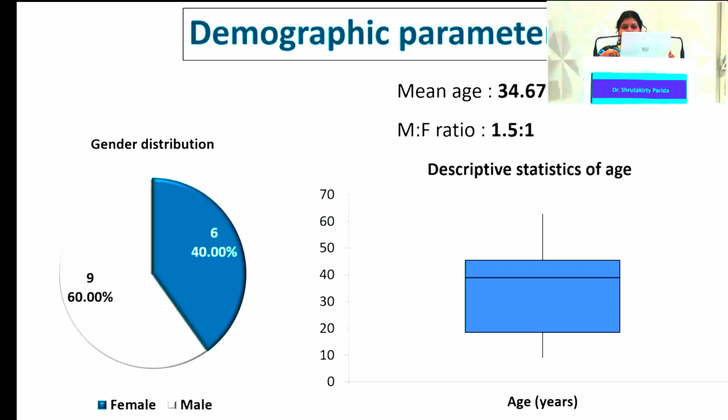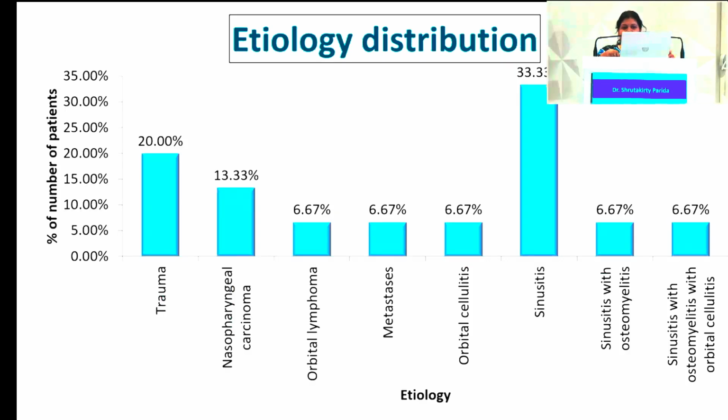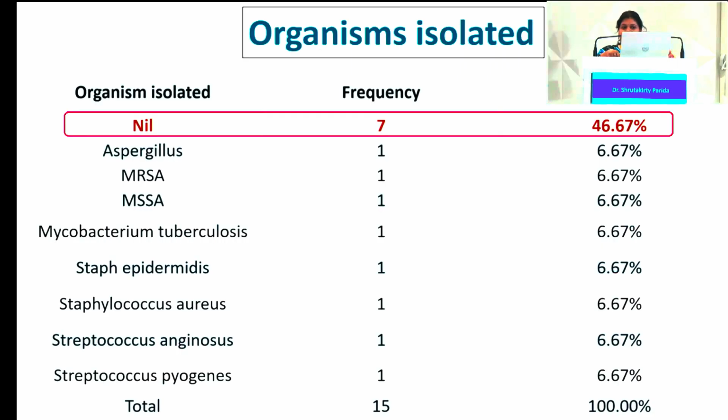Now coming to the results. The mean age of the study participants was 34.67 plus minus 0.38 years, and there was a male preponderance with a male-female ratio of 1.5:1. In the etiology, most commonly there was infective etiology accounting for around 53 to 54%, followed by neoplastic, which was seen in 27%, and then traumatic in 20%. In the neoplastic, nasopharyngeal carcinoma was found in 2%. No organisms were isolated in 7 patients, whereas among the organisms isolated, staph species were most common.